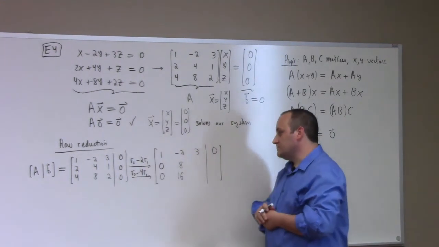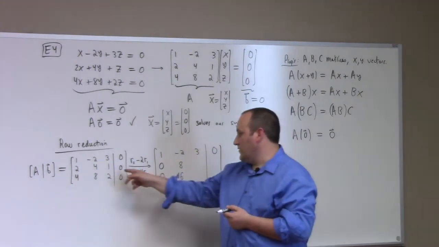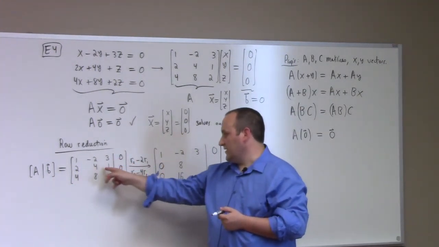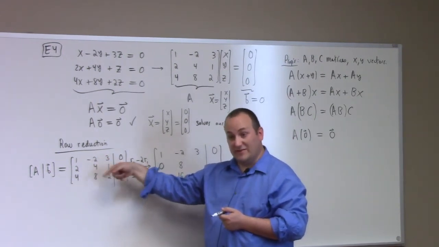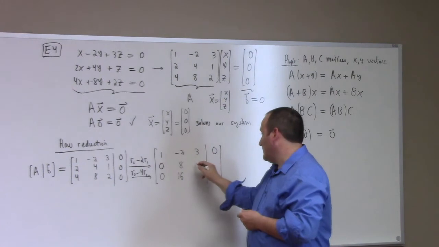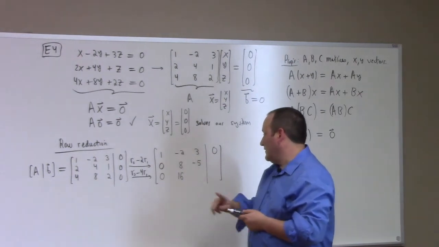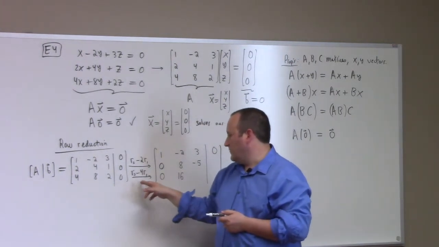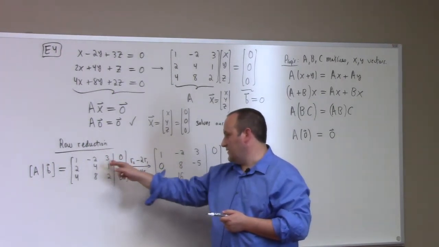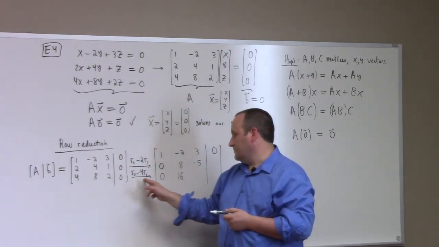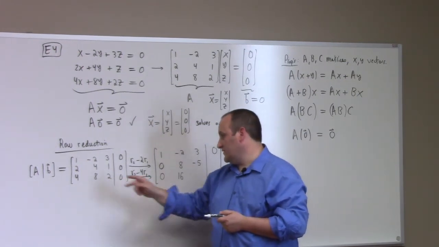There. Let's see here. Row 2 minus 2 times row 1. So I'm getting 1 minus 2 times 3, which is 1 minus 6, which is minus 5. Let's see here. Row 3, so minus 4 times 3 is minus 12. So 2 minus 12 is minus 10.